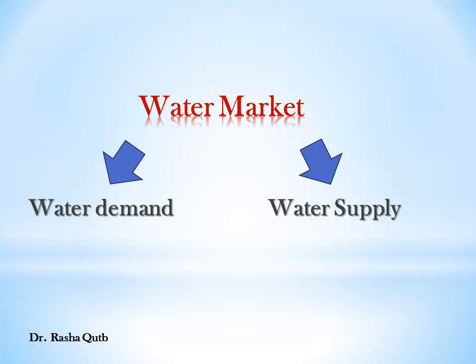and when the water demand equals water supply, we get equilibrium. And when the water demand is greater than water supply, there would be a shortage in the water market. In this case, how can we fill this gap? What are other sources of water supply that can fill the gap in the water market?